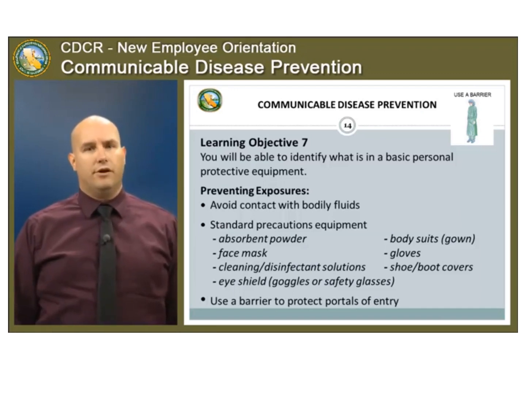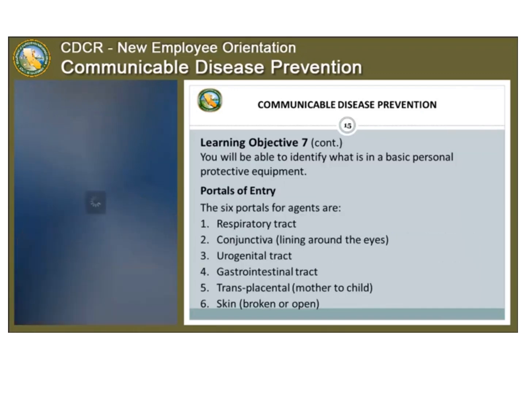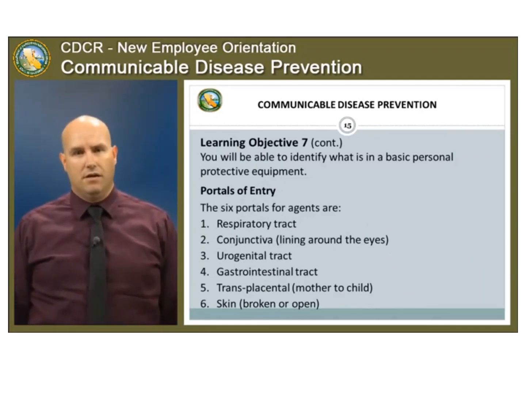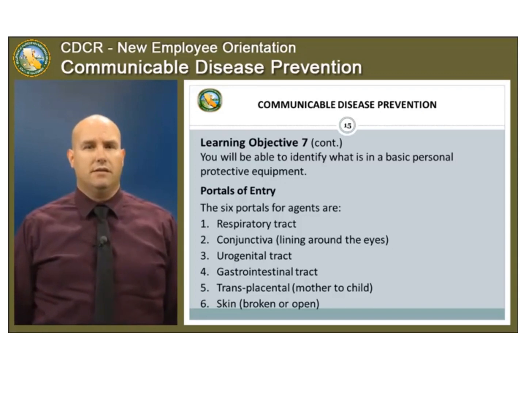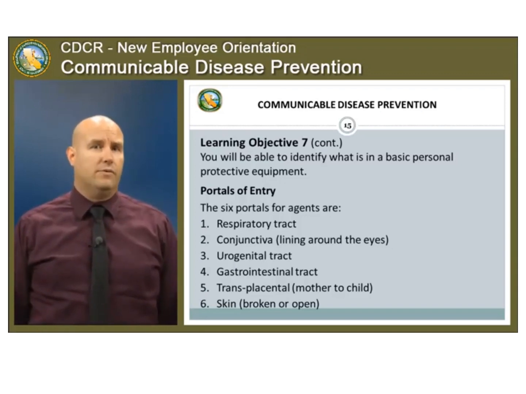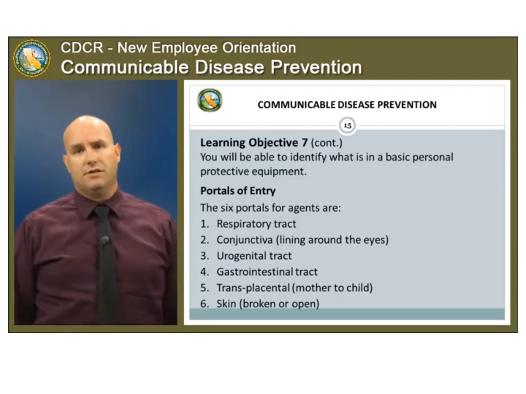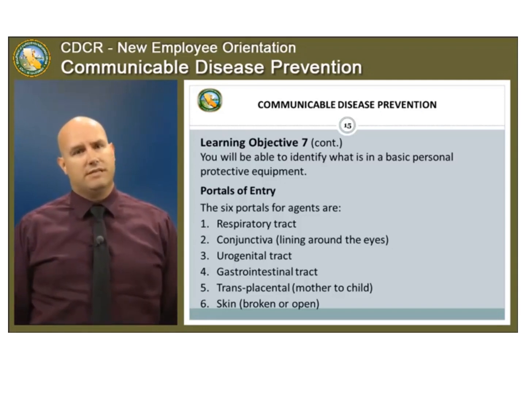Use a barrier to protect portals of entry. The 6 portals of entry for agents are the respiratory tract, the conjunctiva, or the lining around the eyes, the urogenital tract, the gastrointestinal tract, transplacental, such as from the mother to child, and skin when it's broken or open.